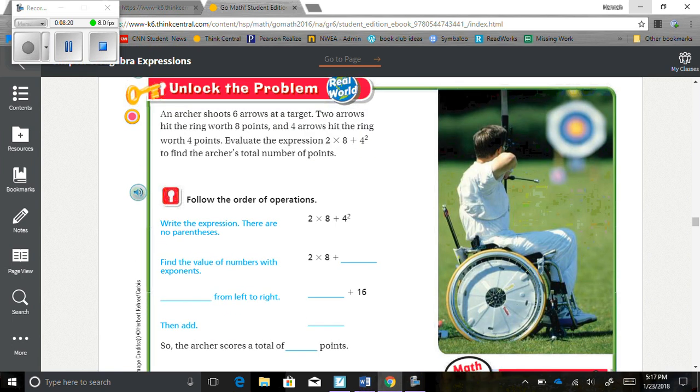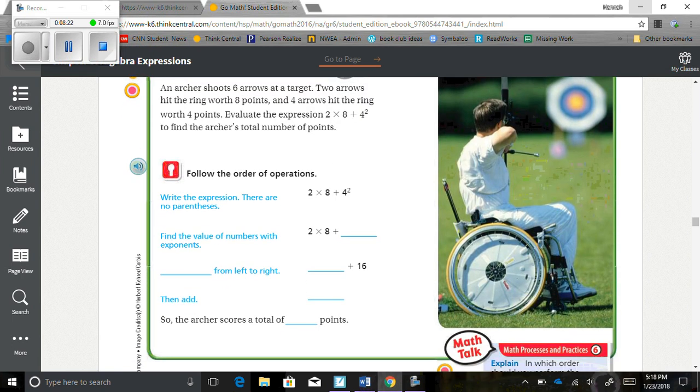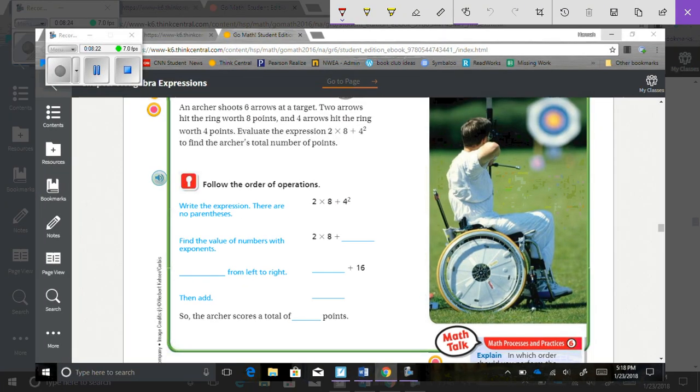Okay, so let's look at unlocking this problem. An archer shoots 6 arrows at a target. 2 arrows hit the ring worth 8 points, and 4 arrows hit the ring worth 4 points. Evaluate the expression 2 times 8 plus 4 squared to find the archer's total score. Okay, so it's 6 arrows. 2 of them hit the ring worth 8 points, which is why we have 2 times 8. And 4 of the arrows hit the ring worth 4 points. So we're going to take 4 times 4 to get that number.